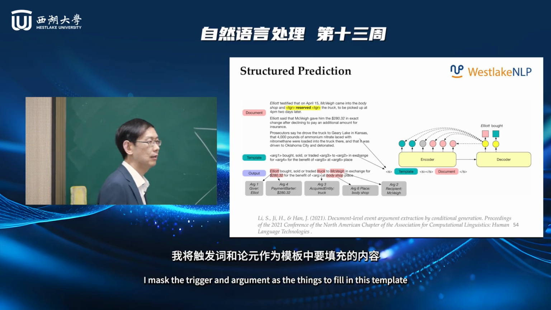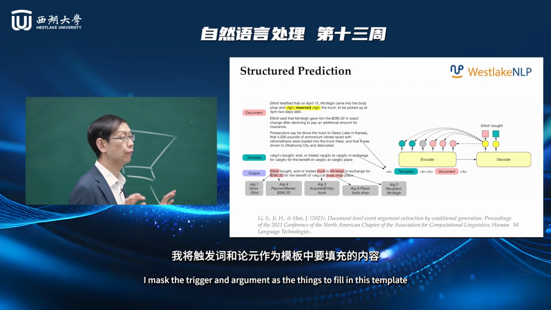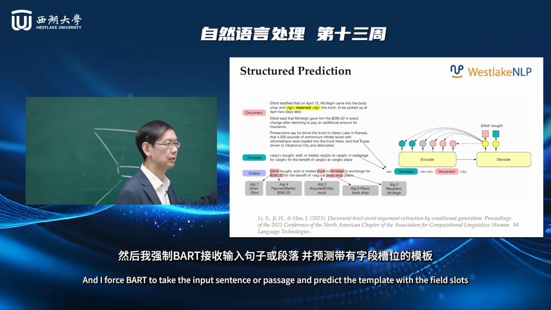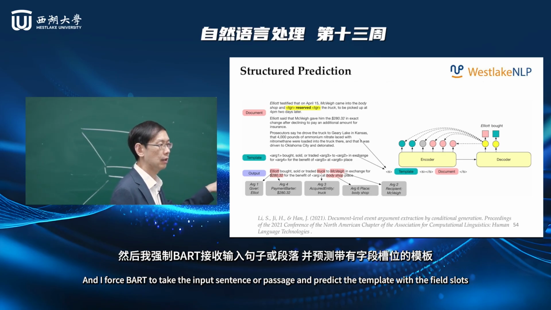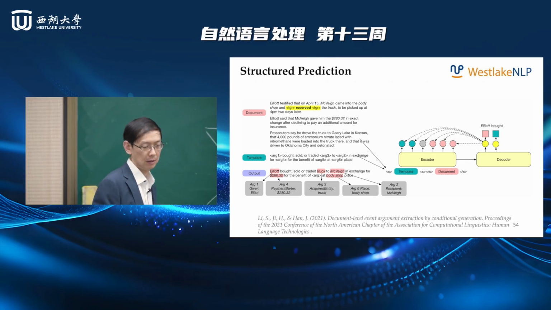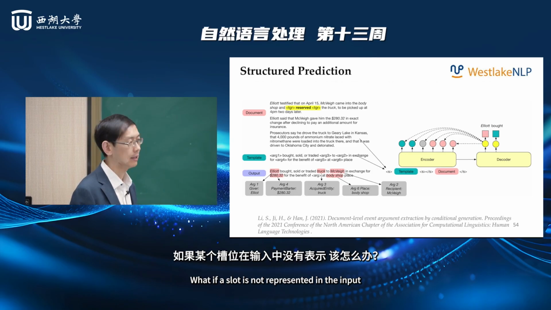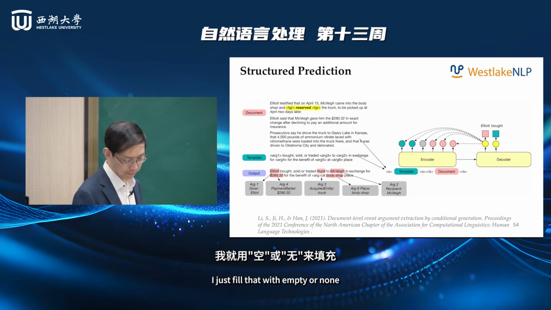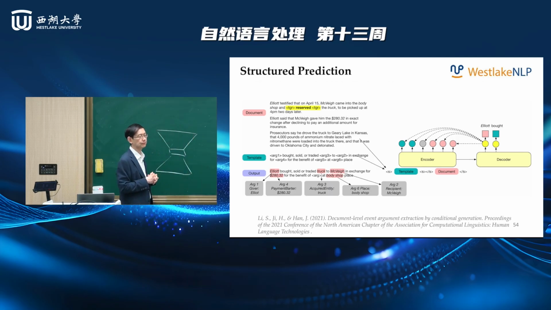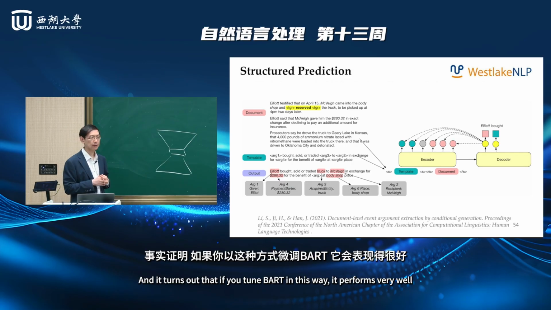I mask the trigger and the argument as the things to fill in this template. All right? And I force BART to take the input sentence or passage and predict the template with the filled slots. What if a slot is not represented in the input? I just fill that with empty or none, right? For everything that is already represented in the input, I fill that with the input. And it turns out that if you tune BART in this way, it performs very well.